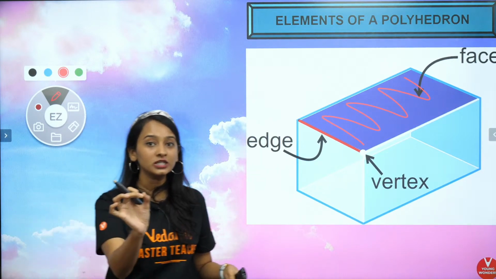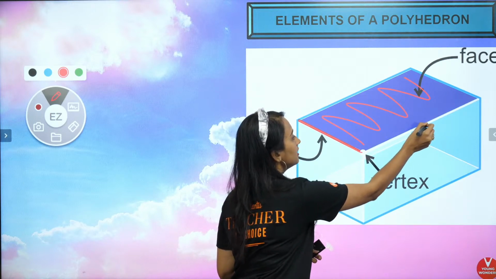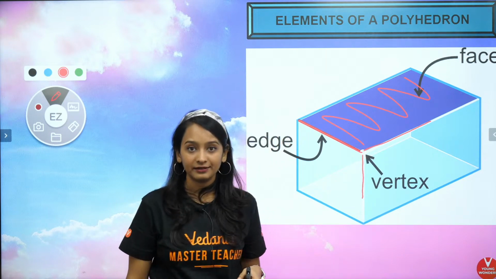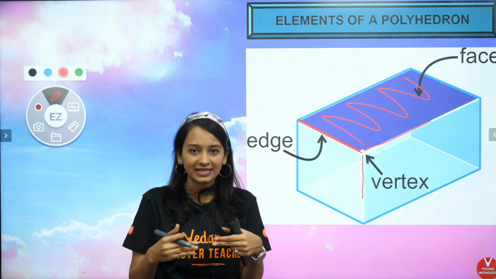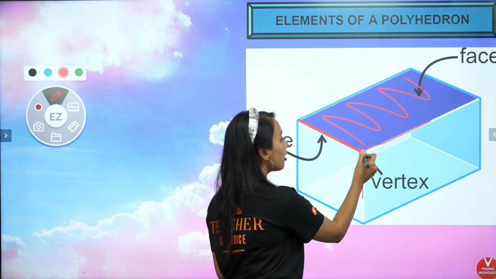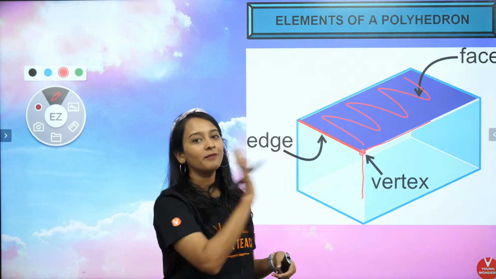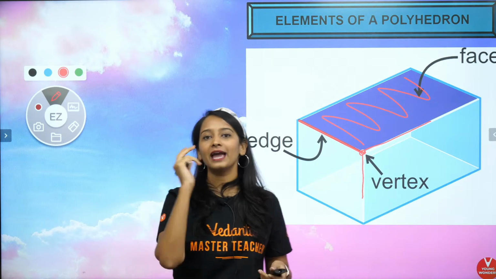What are edges? Edges are nothing but these line segments. These line segments are called edges, right? How are faces formed? Using line segments. You join the line segments together, you get a face. And how are vertices formed? The point of intersection of edges forms vertices. So 3 elements are there: faces, edges and vertices.